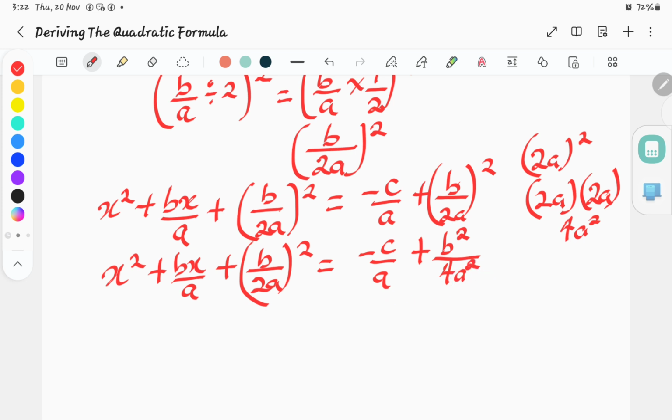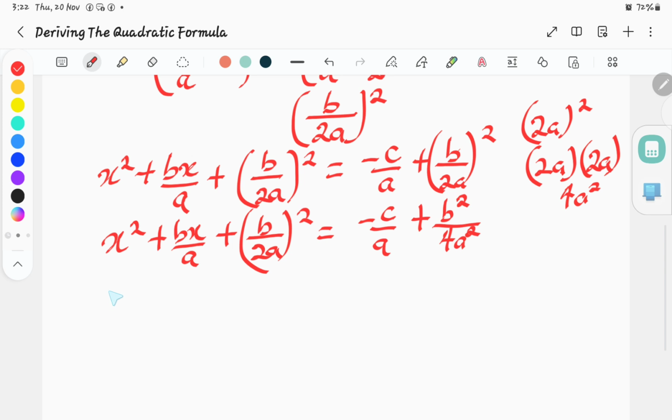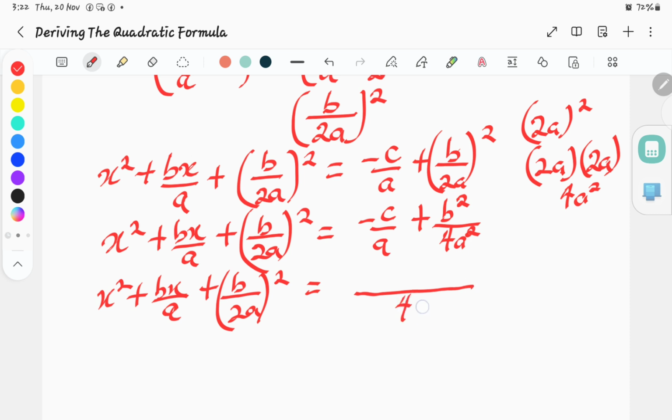Now from this side, you can see that this is still going to be x squared plus bx over a plus b over 2a all squared equals, the LCM here is going to be 4a squared, because a can go in 4a squared. So a in 4a squared, that's going to give us 4a. So the a divided by a cancels, so we are left with 4a. 4a times negative c is going to give us negative 4ac plus 4a squared in 4a squared, that's 1 times b squared is b squared.